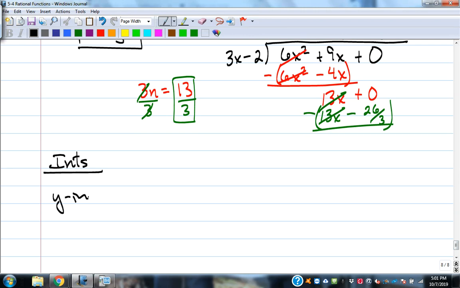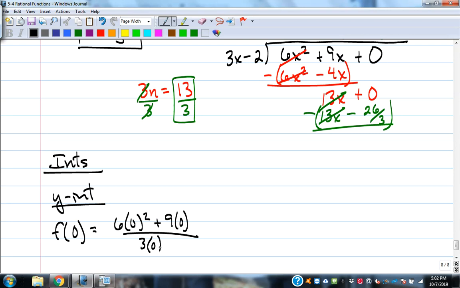To find the y-intercept, what do I do? Make x 0. So plug in 0 into the equation. Do the math. 0 over, it doesn't matter. 0, 0 is our y-intercept. It's at the origin. The graph of this thing runs through the origin. Okay, so we only had that one y-intercept.